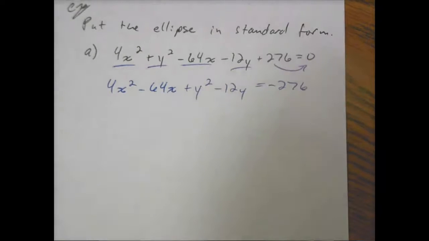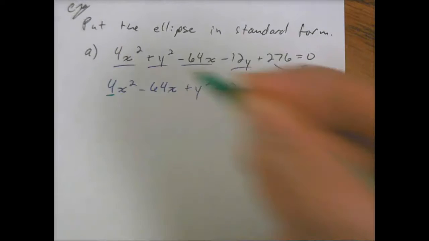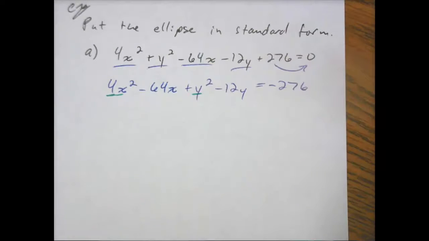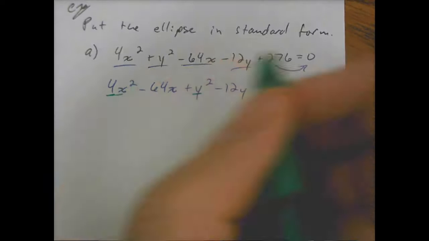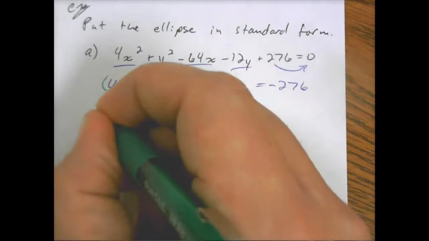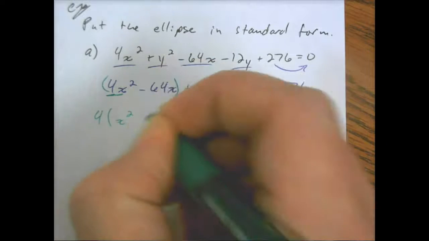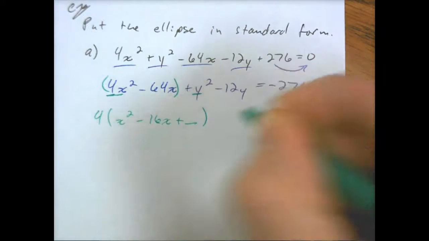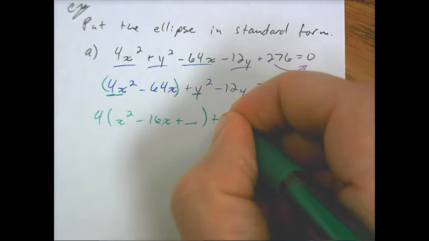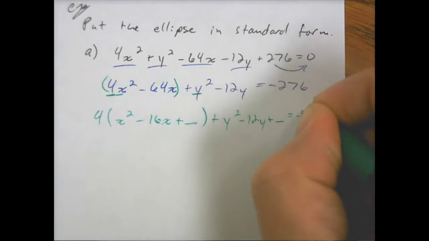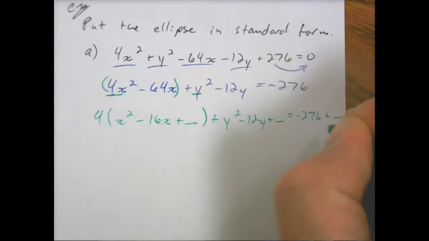So with completing the square, don't forget this x squared term or this y squared term has to have a coefficient of 1. Since the x's do not, I'm going to group these together and factor out a 4 from these parts. So I would have 4 times x squared minus 16x plus something to complete the square. Plus I'll have my y squared part, so y squared minus 12y plus something equals -276 plus 2 things.